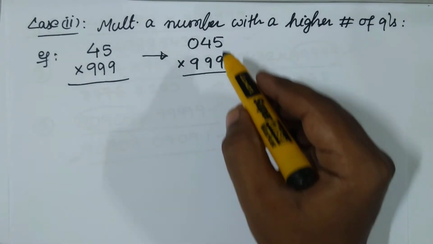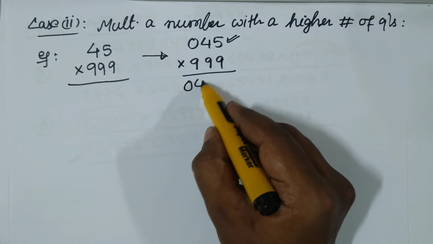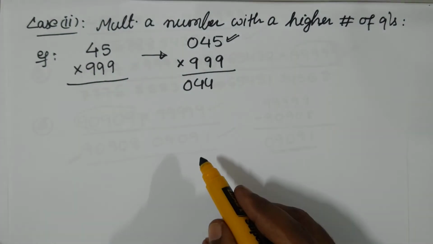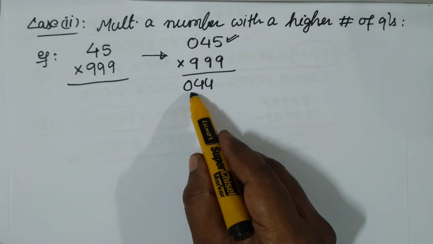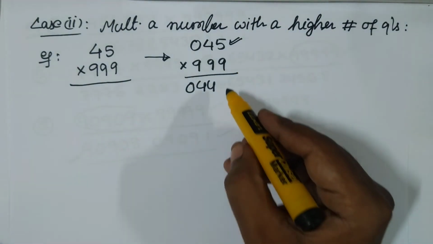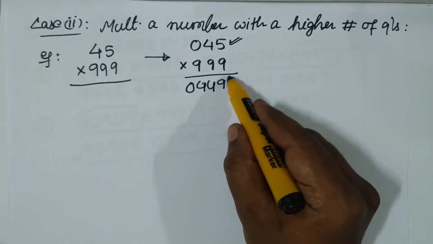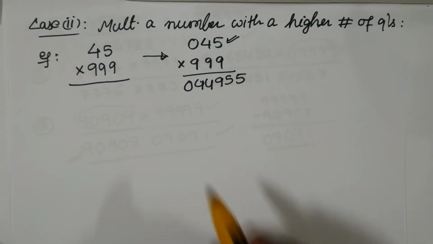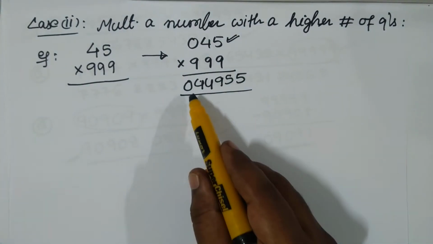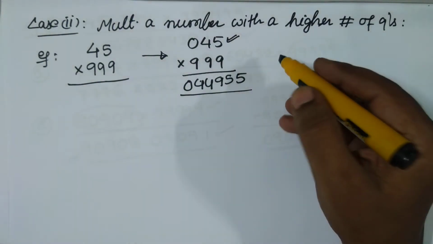Now again same story. You subtract 1 from this multiplicand, then what we get? 044. And again you subtract this stage 1 answer, 044, from the multiplier 999. Then what you get? 9 minus 0 is 9, 9 minus 4 is 5, again 5. That's the answer. Simple. Now we can discard this 0 here. See how simple it is.